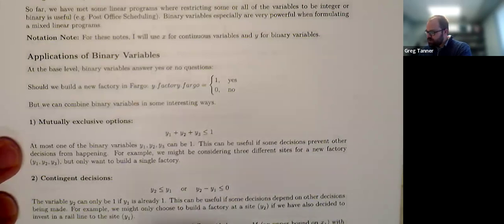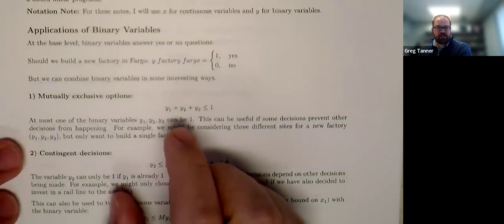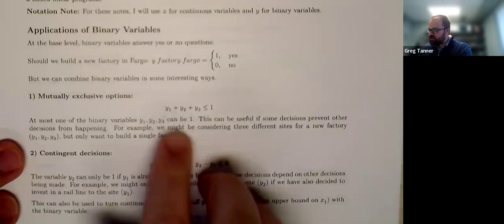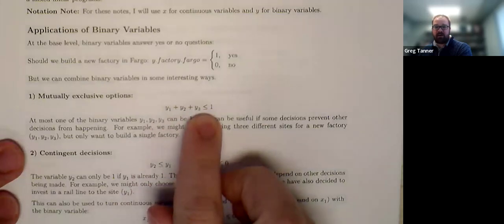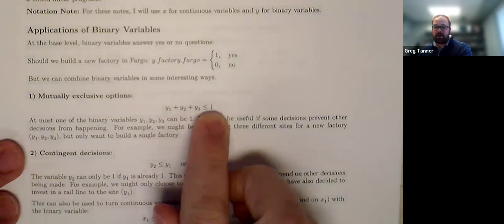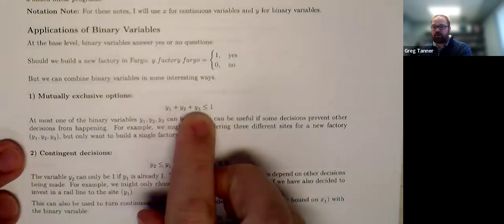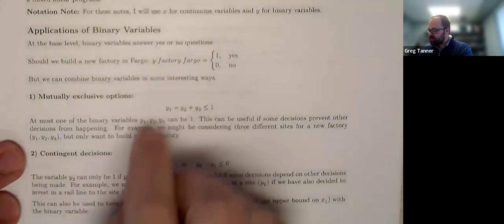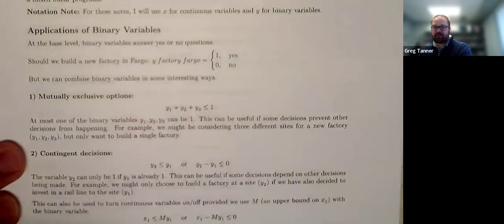Okay. So the first trick is if you've got mutually exclusive options. You can sum up each of those binary variables and say that they're less than or equal to 1. This guarantees that no more than one of the choices can be positive or yes. For example, if you want to consider 3 different sites for that new factory, you can create a binary variable for each of the potential sites, but you only want to build a single factory, and so the sum of those binary variables has to be less than or equal to 1.